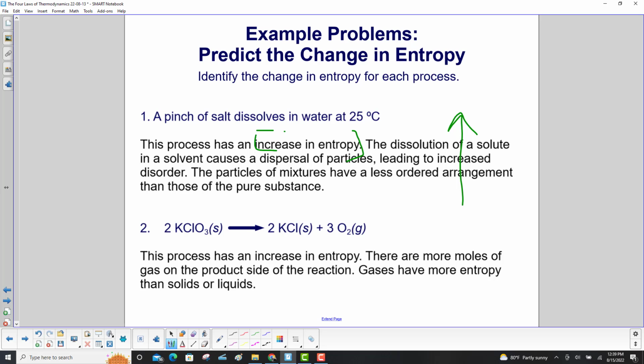Second reaction, potassium chlorate. This process has an increase of entropy. There are more moles of gas on the product side of the reaction. There's going to be 2 plus 3, 5 moles, and here you have 0 moles. It's a solid. Gases have more entropy than solids or liquids.